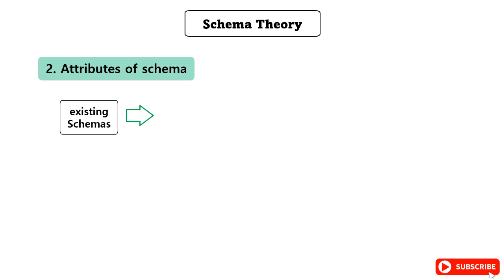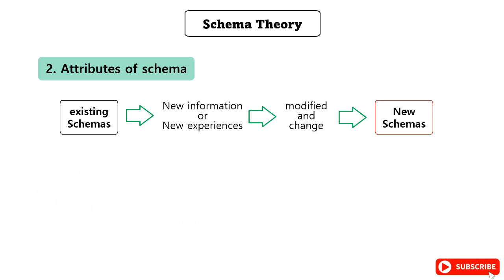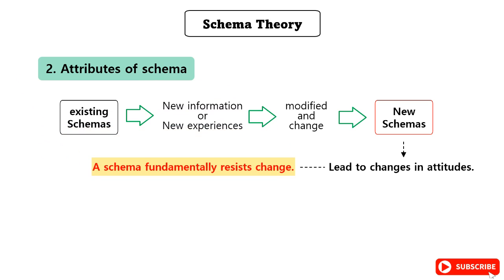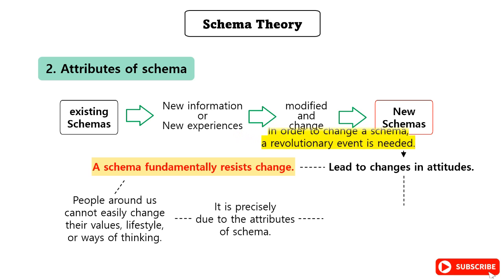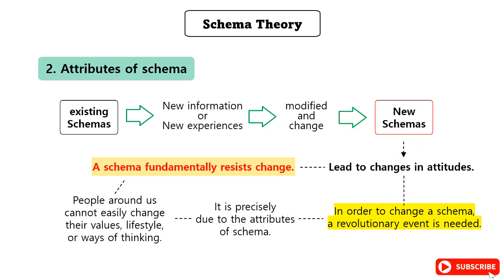Lastly, let me explain the attributes of schema. Once a schema is formed, when new information is introduced or new experiences occur, existing schemas are modified, and schemas change, leading to changes in attitudes. But a schema fundamentally resists change. We often encounter people around us who cannot easily change their values, lifestyle, or ways of thinking. This phenomenon is precisely due to the attributes of schema. Therefore, in order to change a schema, a revolutionary event is needed.